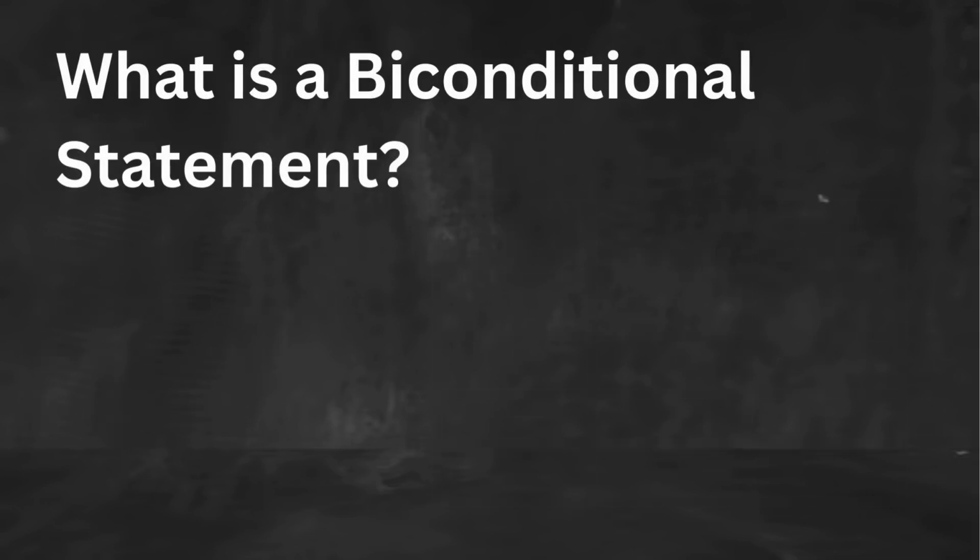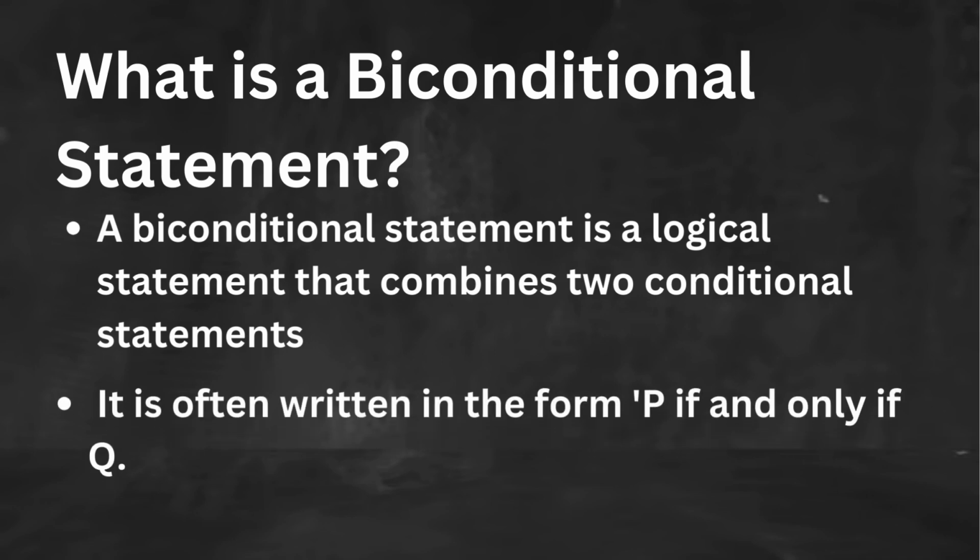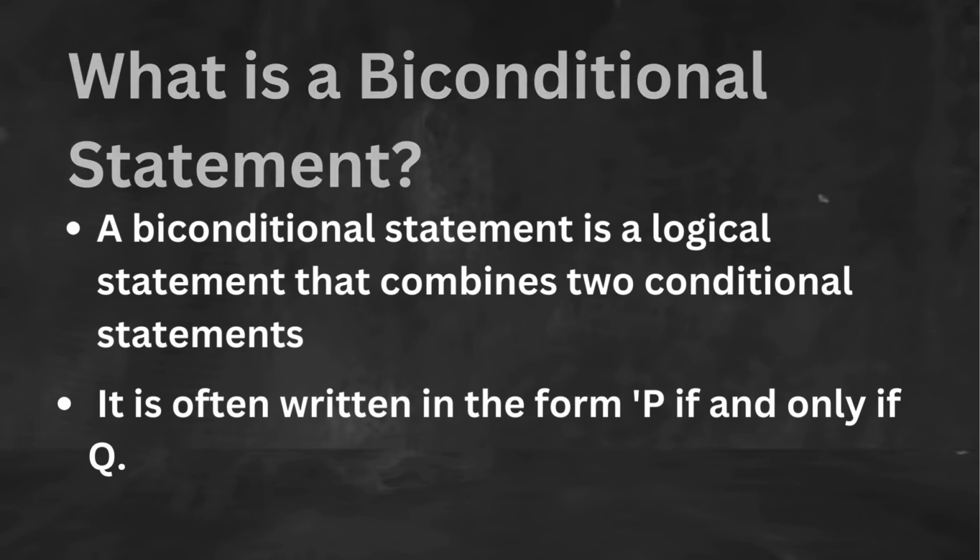What is a biconditional statement? A biconditional statement is a logical statement that combines two conditional statements. It is often written in the form P if and only if Q. Both conditions must be true or both must be false for the statement to be true.